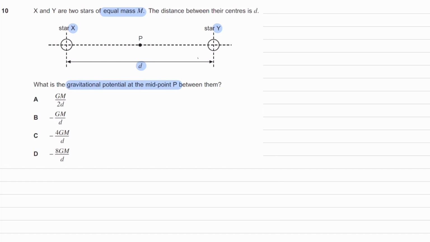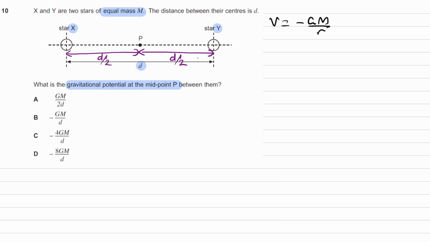So in terms of the distances that we'll have, this distance from star X to P would be d over 2, and same for star Y to point P, that's also d over 2. Gravitational potential is given by this equation, V is equal to minus GM over r.